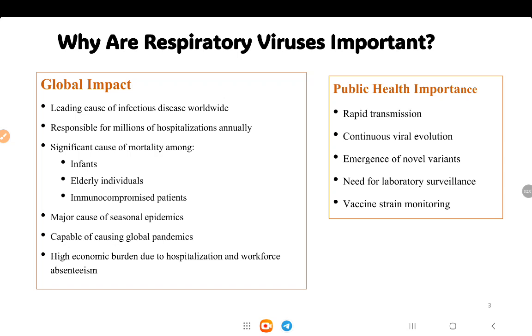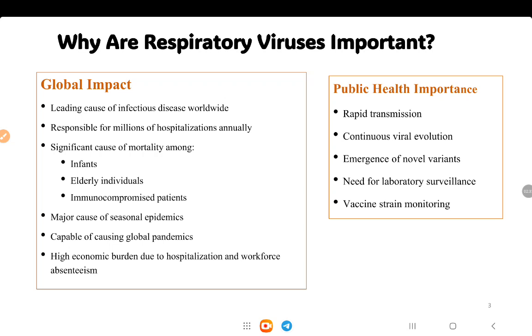Besides causing seasonal epidemics such as influenza, which causes an epidemic every year, they also have pandemic potential such as COVID-19. The economic impact is very large. Why? Because hospital admissions and people missing work put heavy pressure on the healthcare system and the economy.